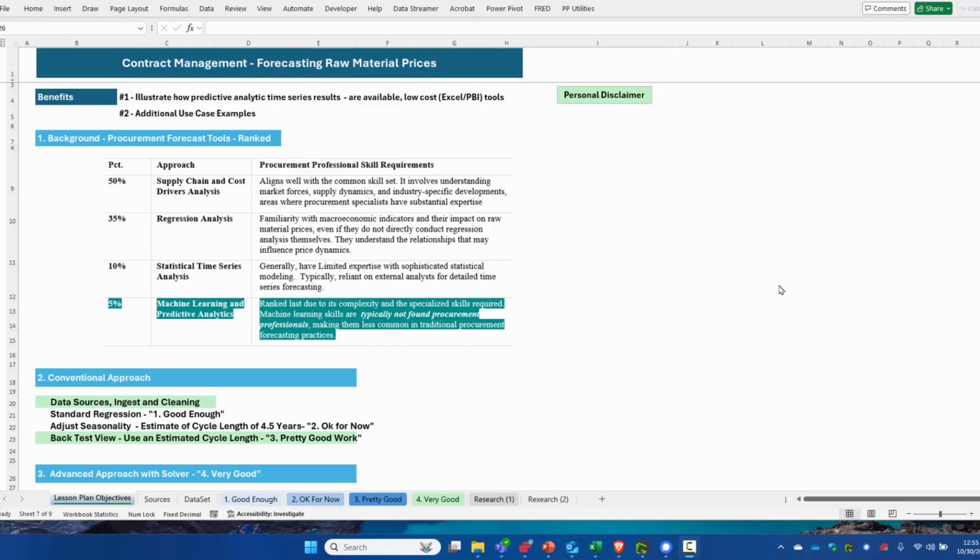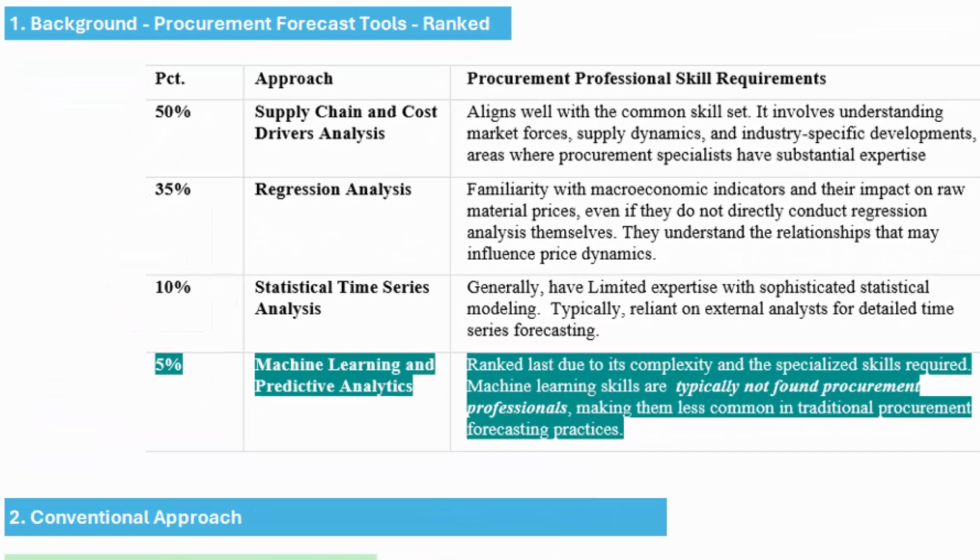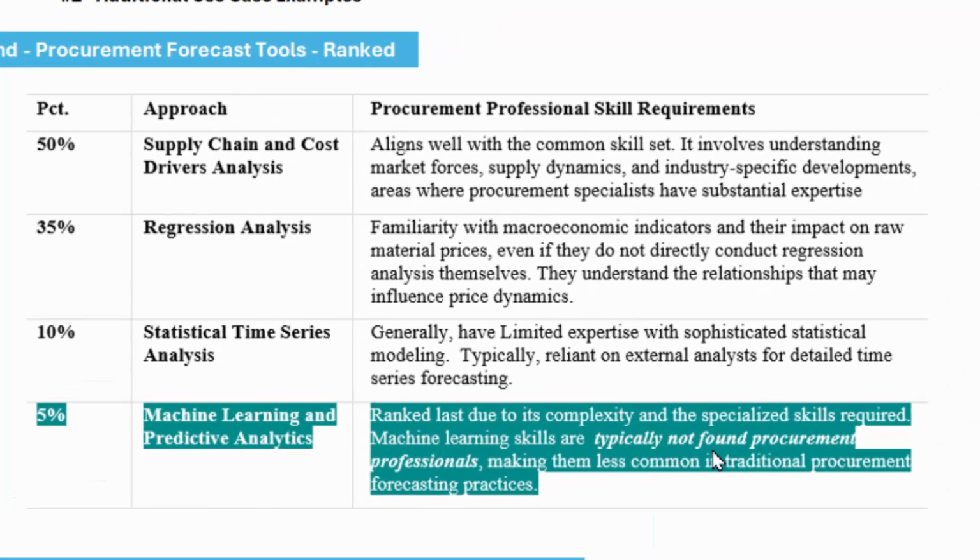I want to illustrate how predictive analytic time series results are available from low cost Excel and Power BI, although we're going to be using the Excel version. Just by way of background, when you go into ChatGPT and say, walk me through forecasting methodologies for procurement folks, you end up with something that looks like this, stratified this way. I don't want to bore you with the top stuff. You can read that, but machine learning and predictive analytics skills are not found in procurement folks. And I would say in general, I would agree with that.